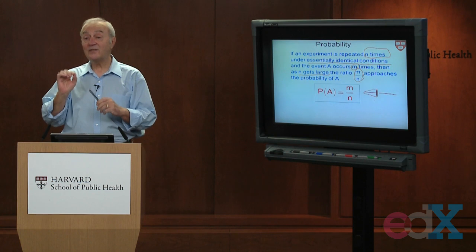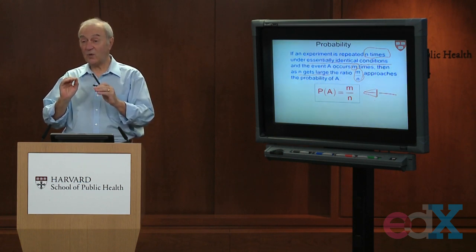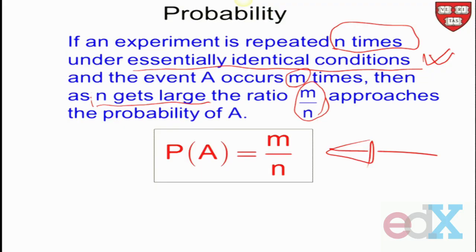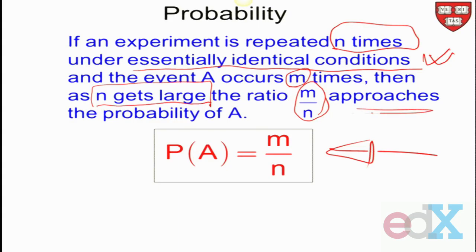That's fine. But this is deliberately vague in certain spots, because we're trying to get a practical definition. I haven't said to you what is essentially identical conditions. What do we mean by that? Do we need to have the humidity exactly the same? Do we need to have the wind directions exactly the same? And then, what do we mean by n gets large? Is 3 large? Is 3 million large? I haven't said anything. And what do we mean by approaches? Is this a limit, as in mathematics? So it's deliberately vague so that we can apply it.